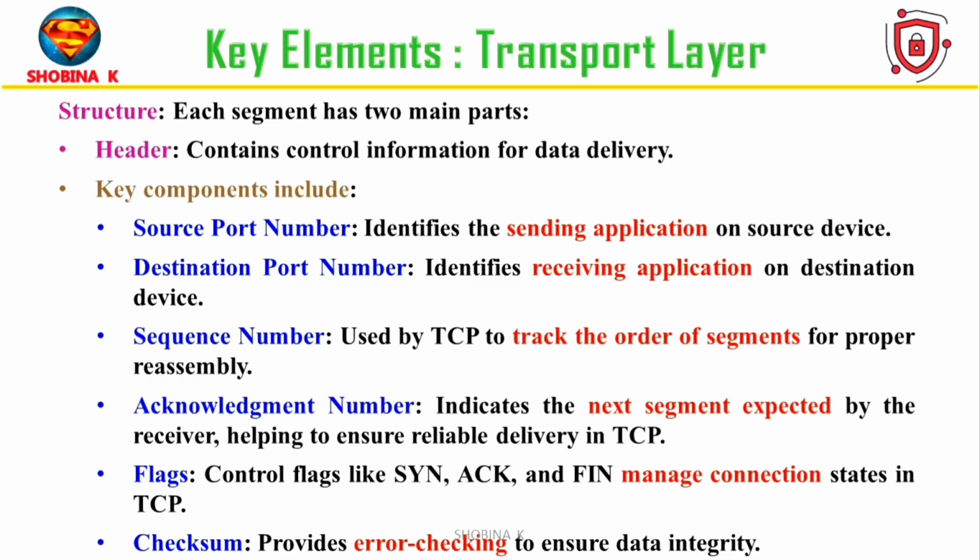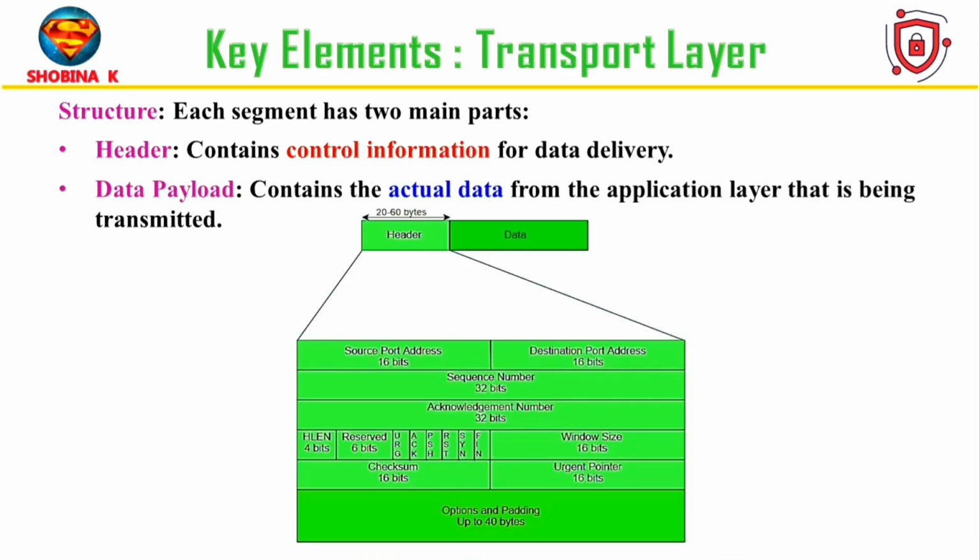Source port number identifies the sending application on the source device. Destination port number identifies the receiving application on the destination device. Sequence number is used by TCP to keep track of the order of segments. Acknowledgement number indicates the next expected segment, which ensures reliable delivery in TCP. Control flags like synchronize, acknowledge, and finish manage connection states. Checksum is used for error checking to ensure data integrity. Next, data payload. It contains the actual application data being transmitted. So this structure allows the transport layer to manage and track each segment, which supports reliable and ordered data transfer.